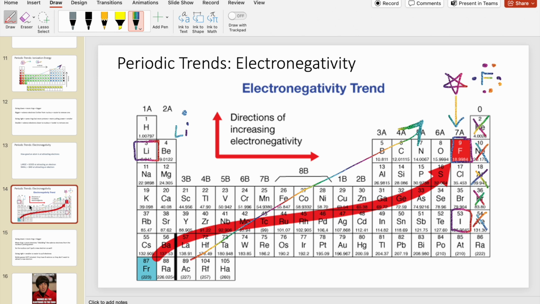So that's just the general introduction to electronegativity. Just remember, fluorine's your bully, and the ones down here like cesium and francium do not have a very good electronegativity. And one more time, noble gases do not participate in this trend. Okay.